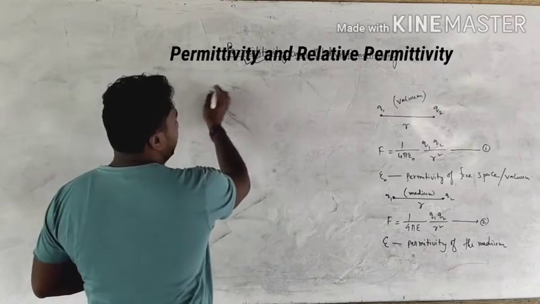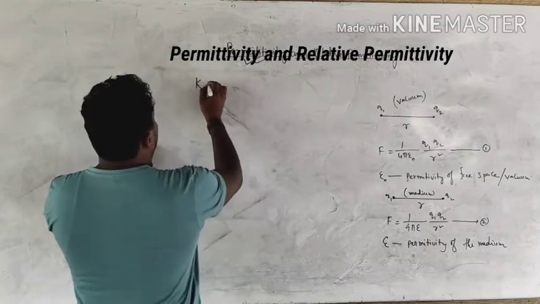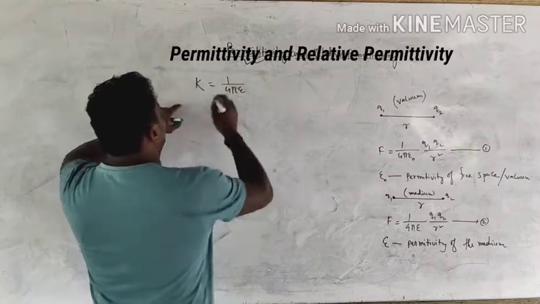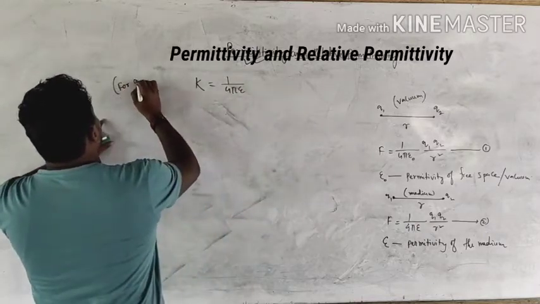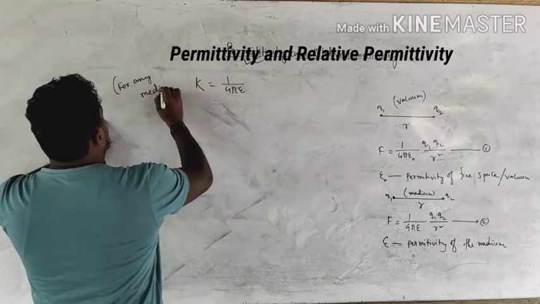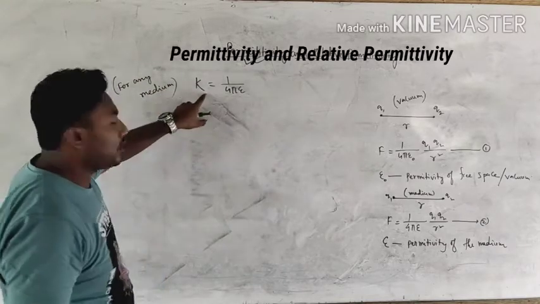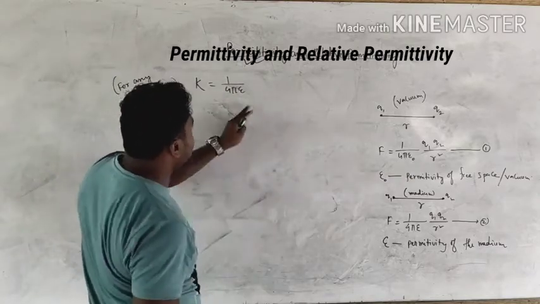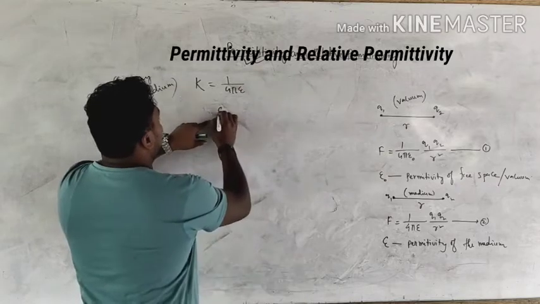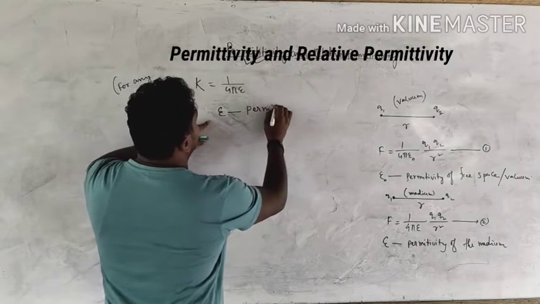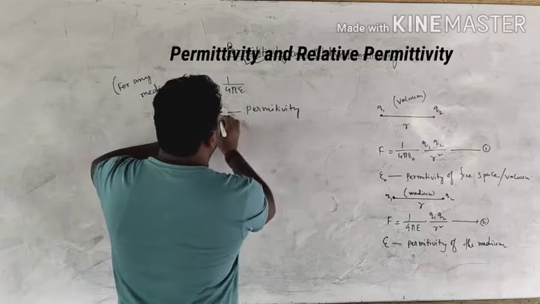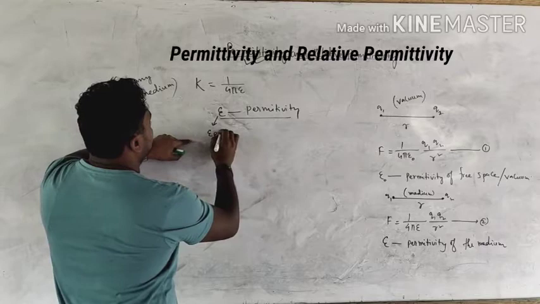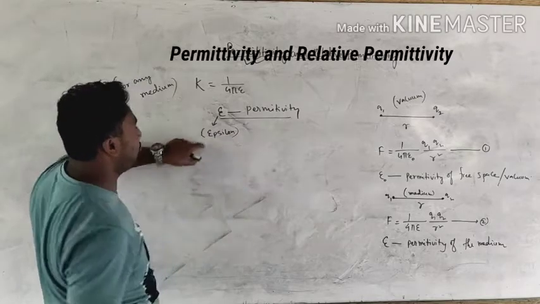Now, what is permittivity? K equal to 1 by 4 pi epsilon. For any medium, we have K equal to 1 by 4 pi epsilon. Here epsilon indicates the permittivity. This symbol is said to be epsilon.